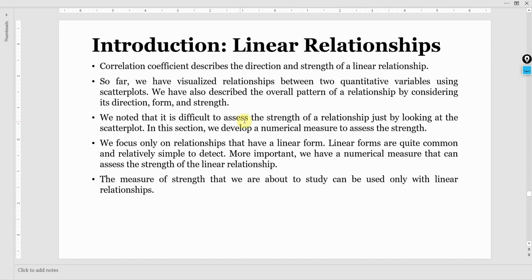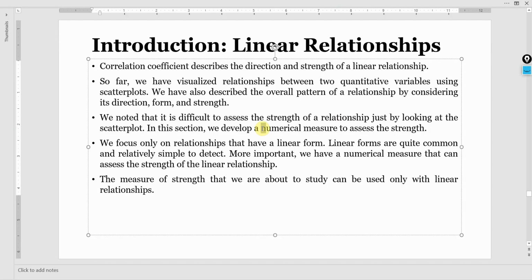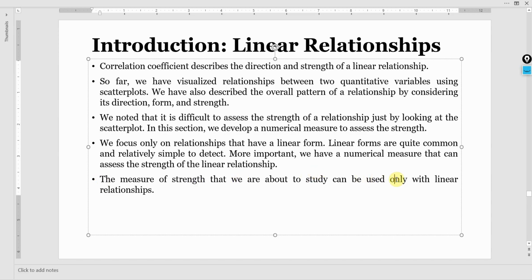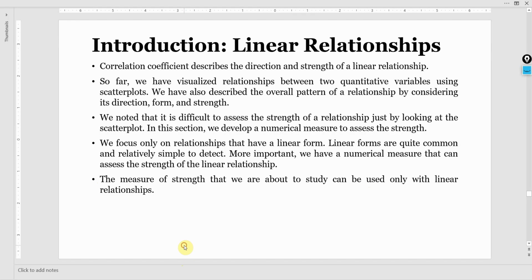In this section, we develop a numerical measure to assess the strength of the relationship between two variables. We only focus on relationships that have linear form. Linear forms are quite common and relatively simple to detect. More important, we have a numerical measure that can assess the strength of the linear relationship. The measure of strength we are about to study can be used only for linear relationships.